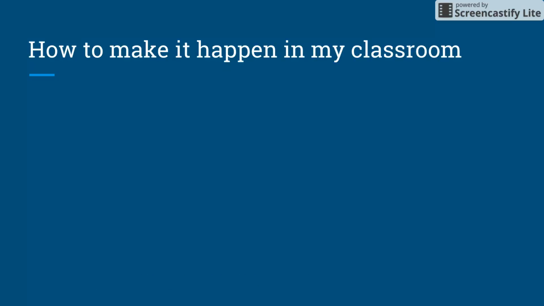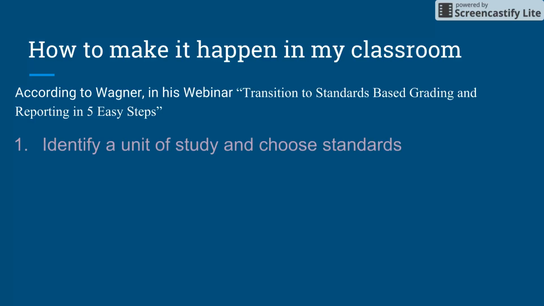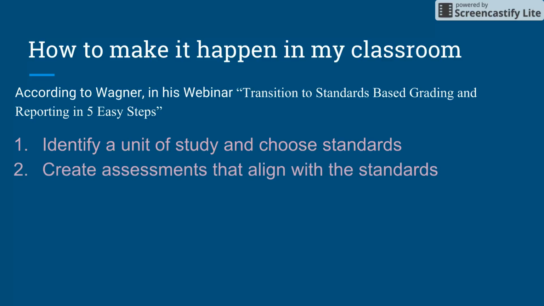Now I really want to talk about how to make this happen in my classroom. I watched a webinar called Transition to Standards-Based Grading and Reporting in 5 Easy Steps, which was a little bit silly, but it was a nice guideline for me to follow, and I want to go over them now. First, you should identify a unit of study and choose standards, and this is something I felt like I was already doing in my classroom.